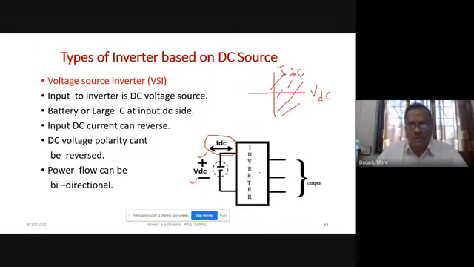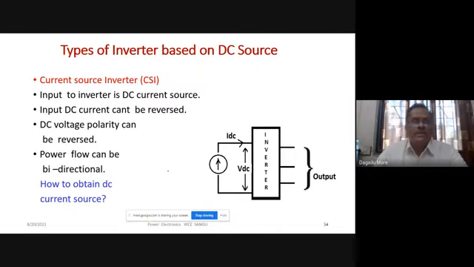Power flow is bidirectional. Then in the case of the current source inverter, we have seen that we can't change the direction of IDC. IDC will remain the same, but the DC voltage appearing at the input of the inverter can be positive or negative. Again, this CSI will also have a two quadrant operation.